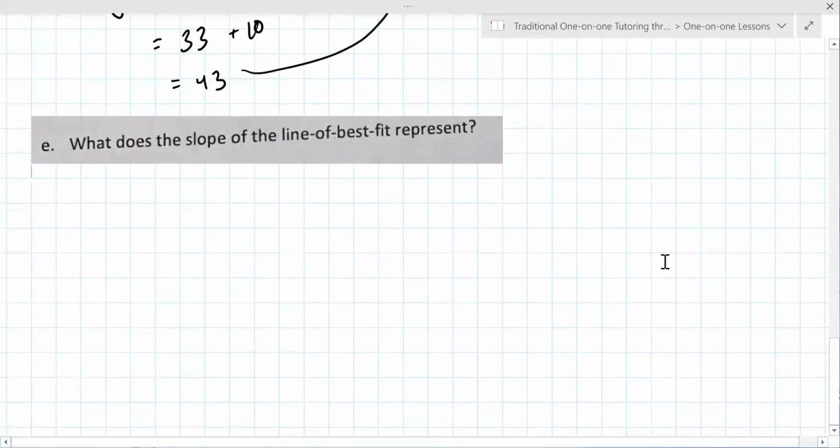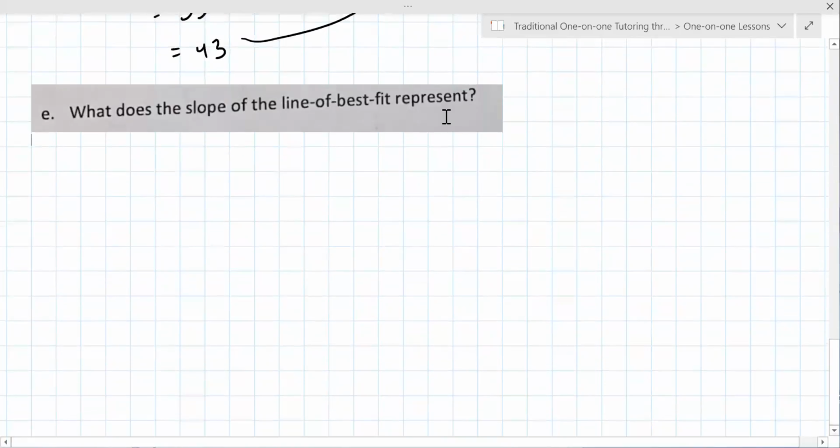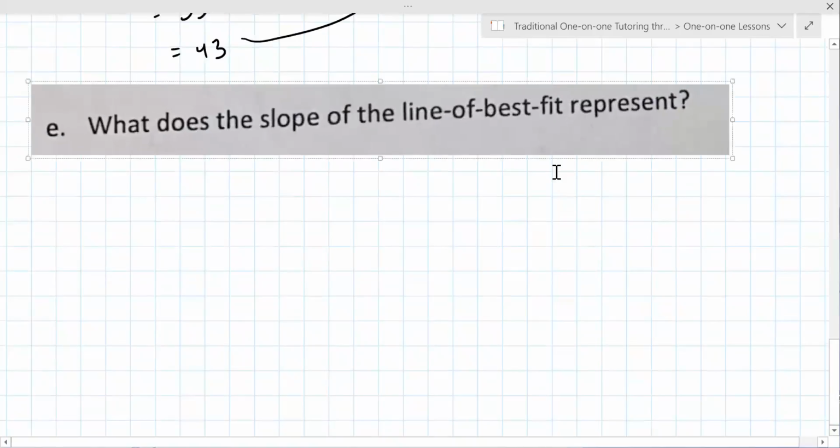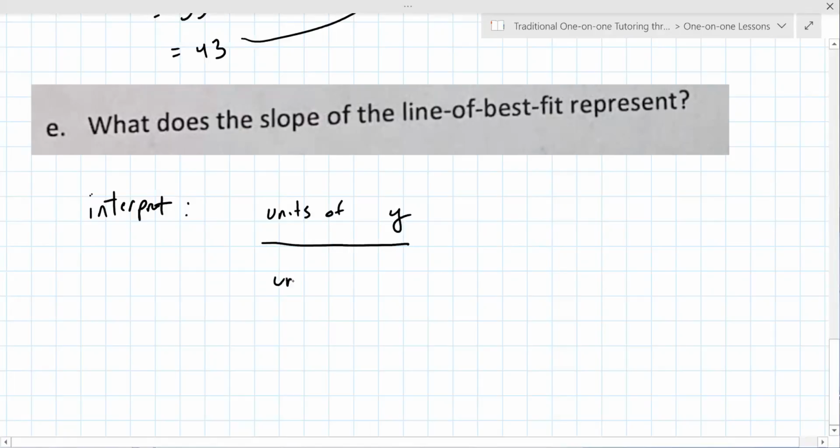So part E says, what does the slope of the line of best fit represent? What they're really asking is an interpret question, and you need to write a sentence. They should just say, write a sentence to explain the meaning of the slope, and you'd be like, okay, I know what to do. To do this, you need the units of Y, and then you need the units of X. So you've got that paper in front of you.